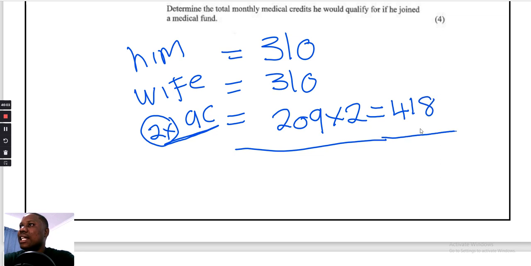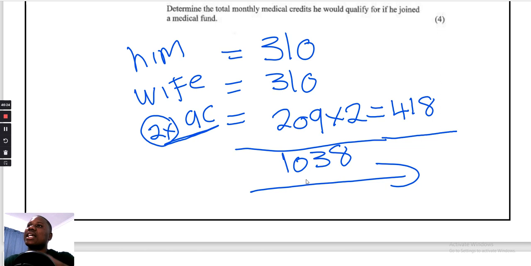Then therefore the total that he is going to contribute per month is 310 plus 310 plus 418, which equals 1038. And that's how much he is going to contribute toward the medical aid fund. Okay, and this brings us to the end of today's lesson.